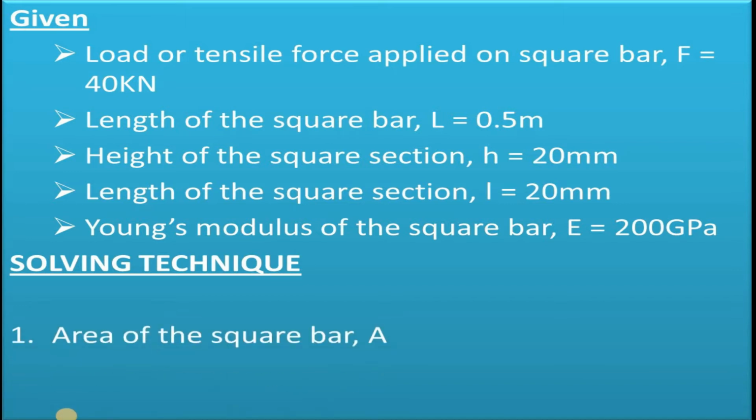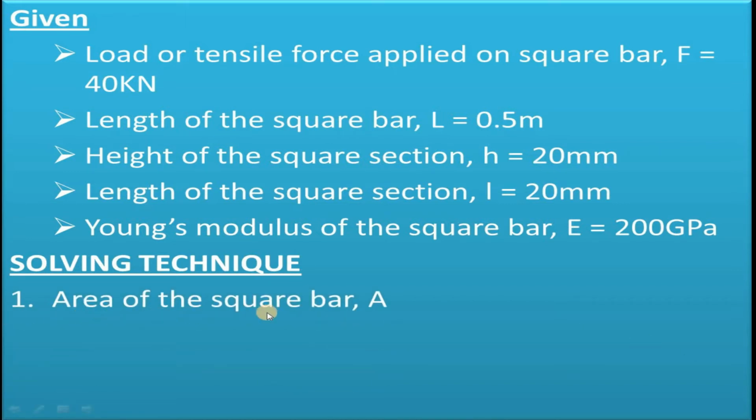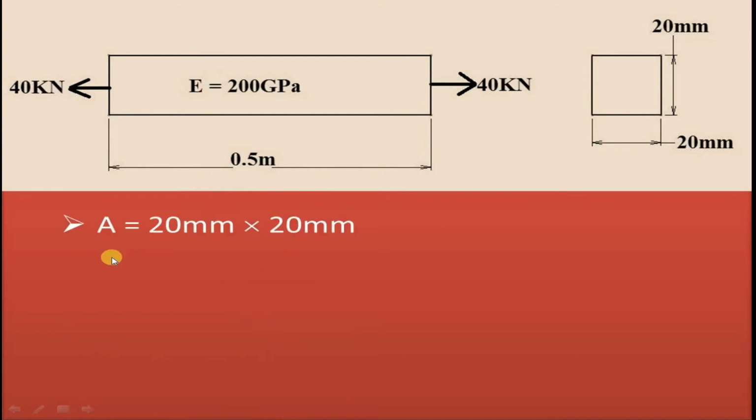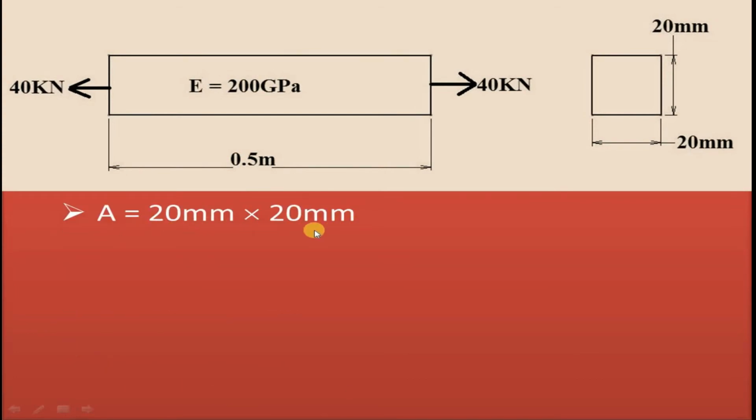First we will find the value of area of the square, which is taken as A. The basic formula for area of the square is height into length. So in this question we know the values of height and length. So just substitute the values. We get A is equal to 20 mm into 20 mm. So here 20 mm into 20 mm is 400 mm square. So the next step will be A is equal to 400 mm square, which means the area of the square bar is 400 mm square. So by using this area value, we are going to find the value of tensile stress.